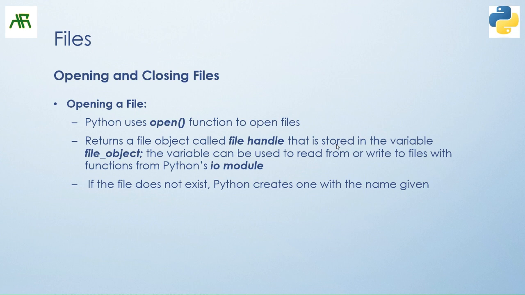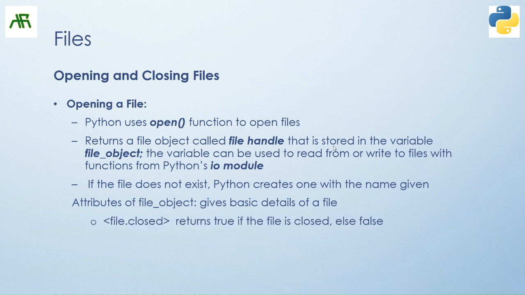If the file does not exist, Python creates one with the name given. Say I want to open, for example, a file named open. If the file exists, the file is opened. Otherwise, it creates a file and gets ready for file operations. Attributes of the file object give the basic details of a file. And file.closed returns true if the file is closed, else false.